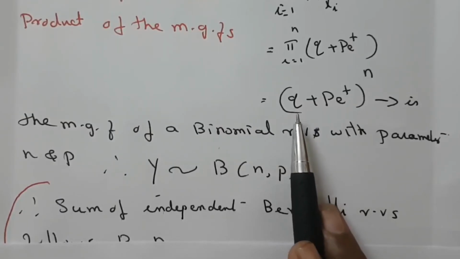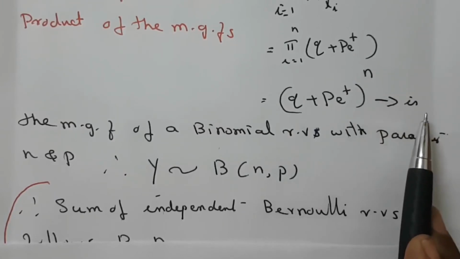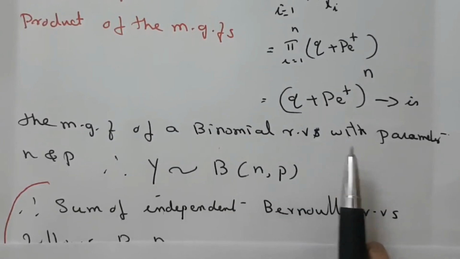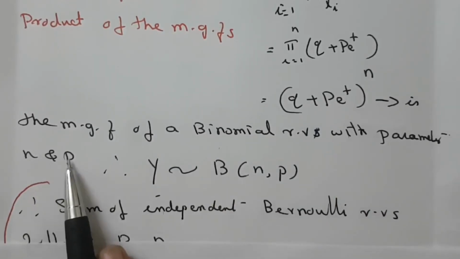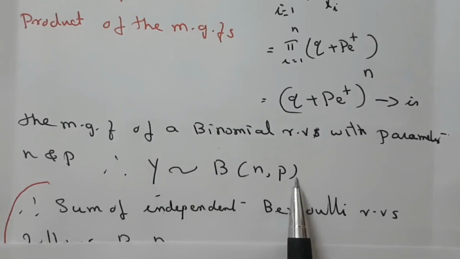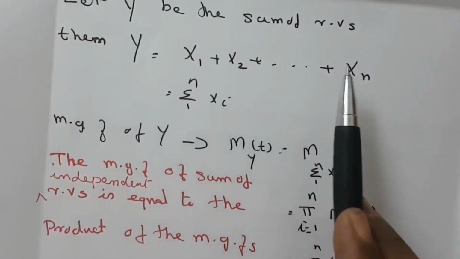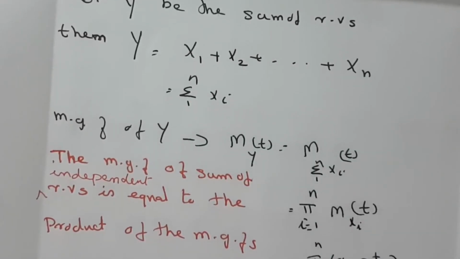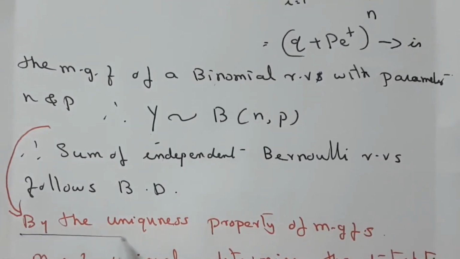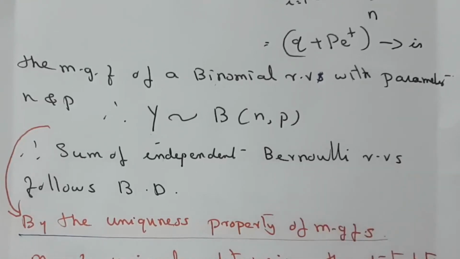We know that q plus p e raised to t all raised to n is the moment generating function of a binomial random variable with the parameters n and p. Therefore, we can write y follows B(n, p). Y is nothing but sum of n independent Bernoulli random variables. We are using the uniqueness property of moment generating function for saying the final result.